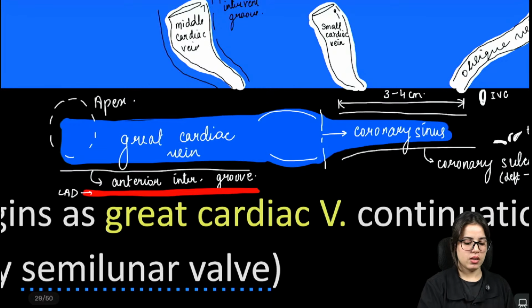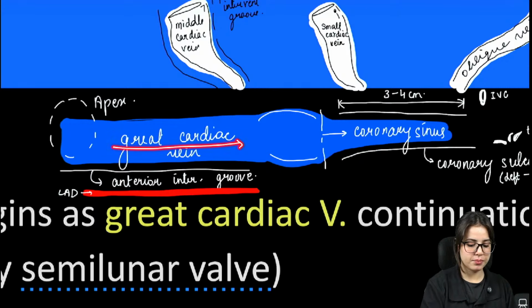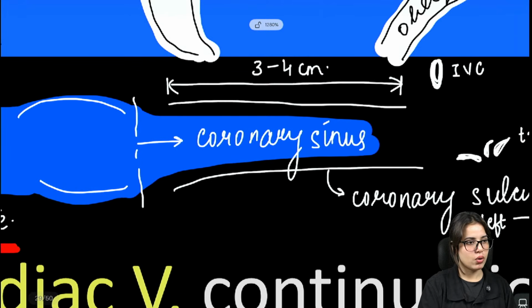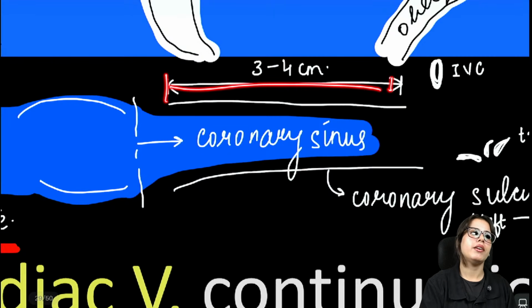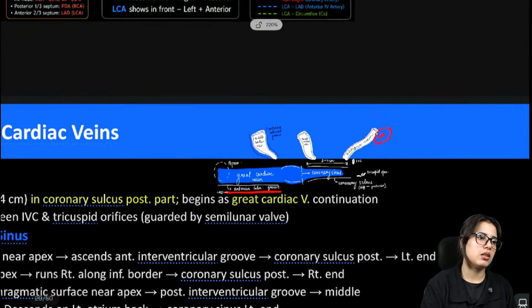Okay, this vein usually comes from the apex, the great cardiac vein, just beside what? The anterior interventricular coronary artery, the offshoot of the LCA. In the same groove, we have the cardiac vein that bulges and forms the coronary sinus. It's a very short vein, a very short drainage system, you can say. It's 3 to 4 centimeters long, and if you remember, it opens in the right atrium.